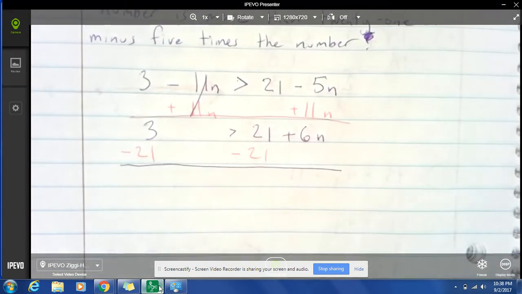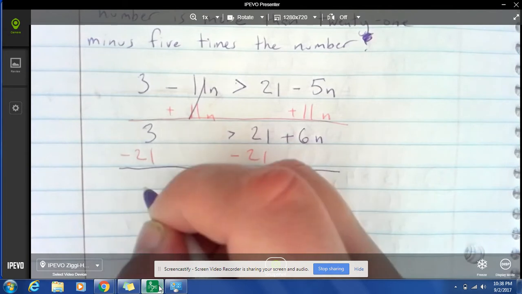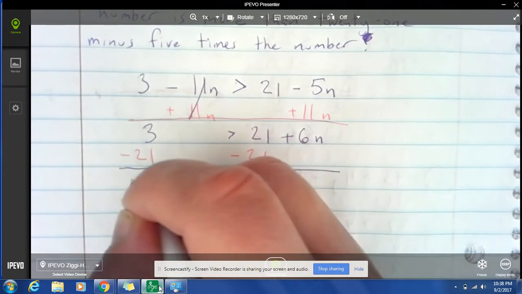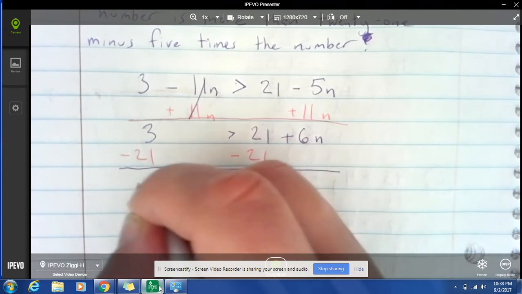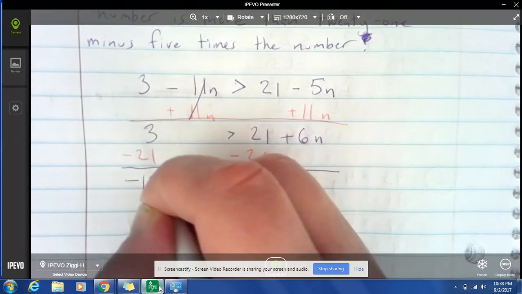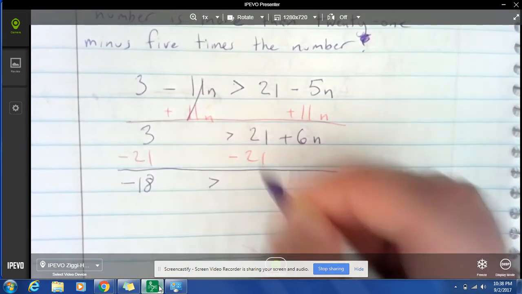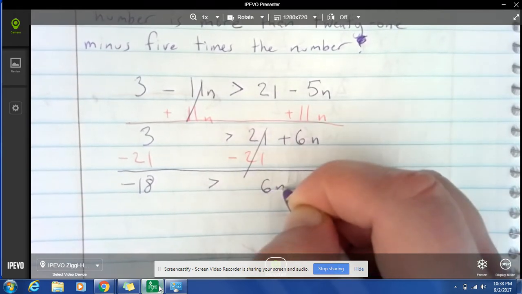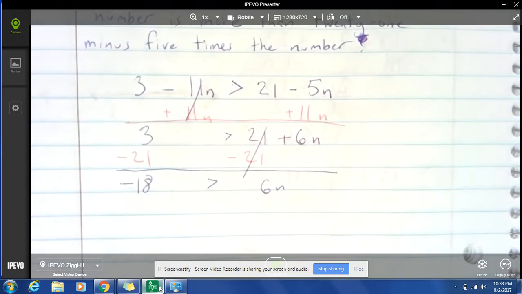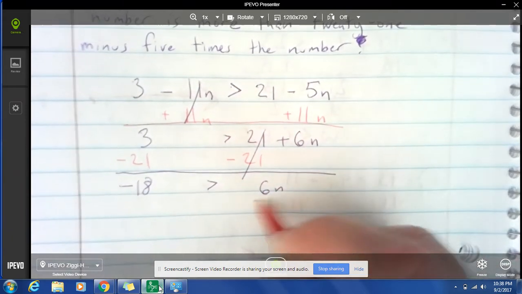And so, all right, looks like we have negative 18 here is greater than 6n. And now comes the division. We're going to divide by the 6.